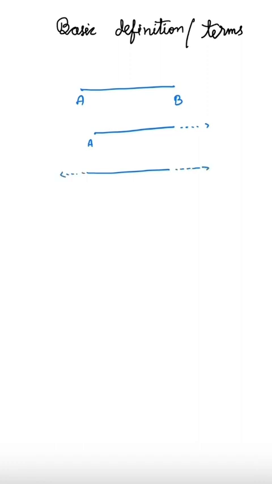Let's talk about line segment. A line segment has two endpoints, and a ray has one endpoint. And if you talk of a line, it has no endpoint. It means it can go up to infinity in length on both sides. Now, if there are three or more points that lie on the same line, then these points are known as collinear points. Otherwise, they will be known as non-collinear points.